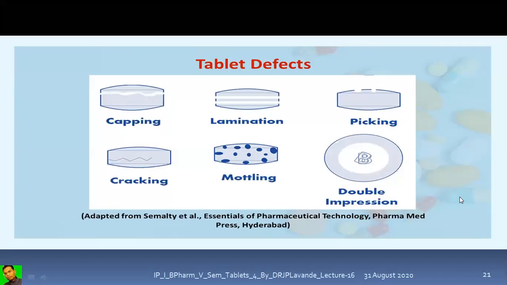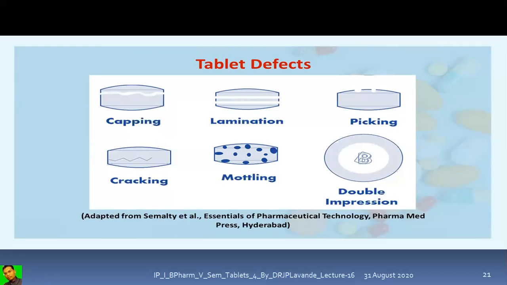Now, after the formation of the tablet through the process of compression, we have to see what the tablet defects are. See, no process is 100% perfect. In the same way, how can the process of tablet formation escape? Tablet formation is also associated with certain faults, errors, and defects. A few of the important defects are as shown in this particular slide.